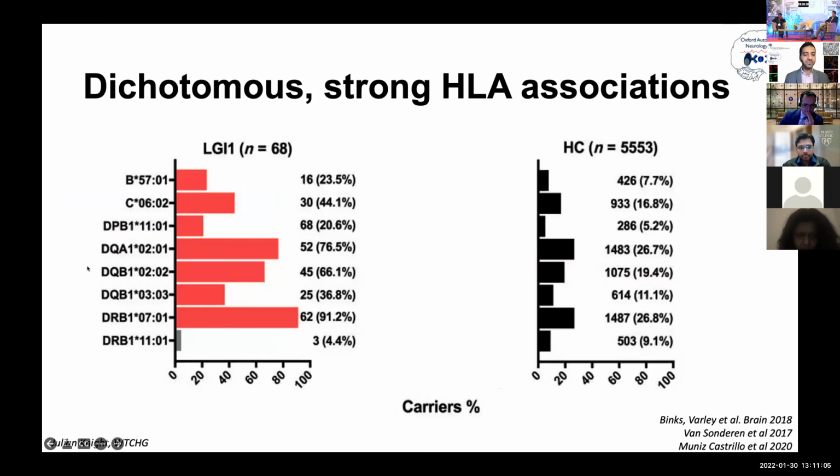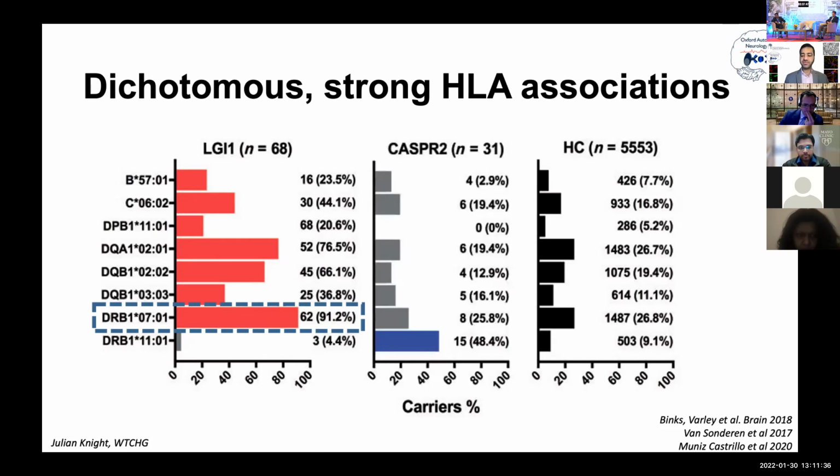And what we now know is that patients with LGI1 and caspase-2 antibodies have very different genetic makeups. The LGI1 patients have an almost universal association with DRB7, sometimes called DR7, or DRB1*0701 as the specific allele. I would say 95% of the patients we're seeing in clinic now have this allele. So it's an almost universal association. Whereas patients with caspase-2 antibodies tend not to have this, but have DR11, DRB1*1101.